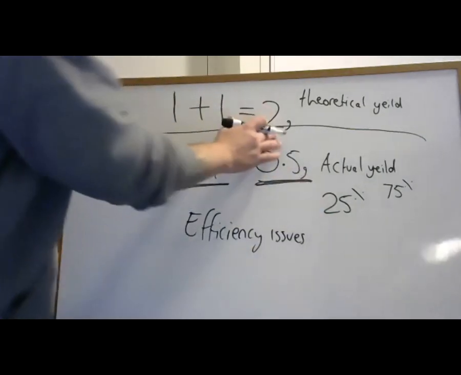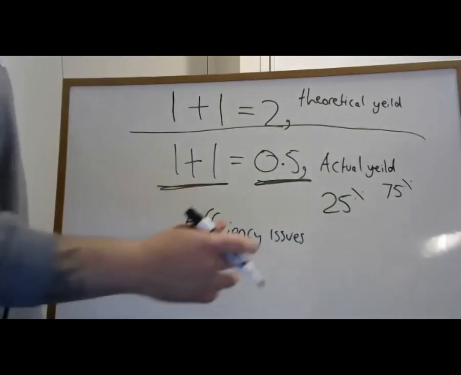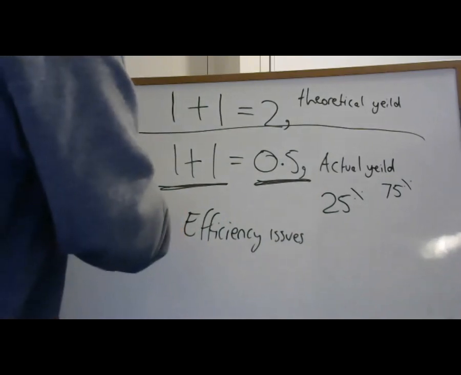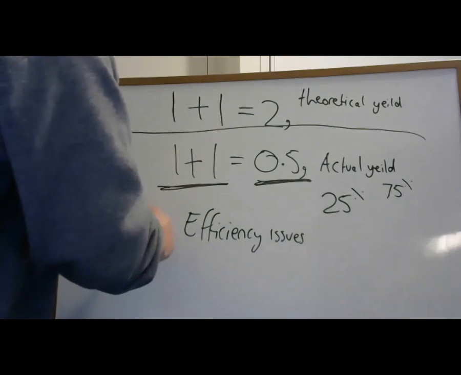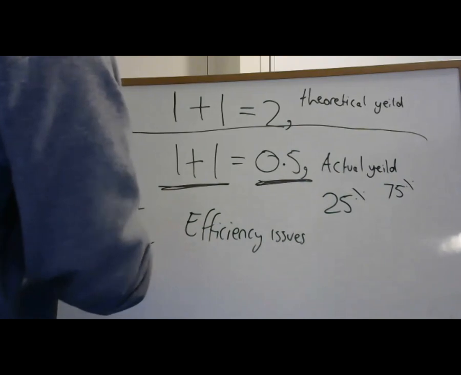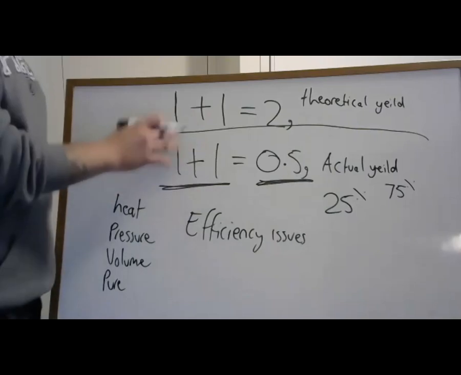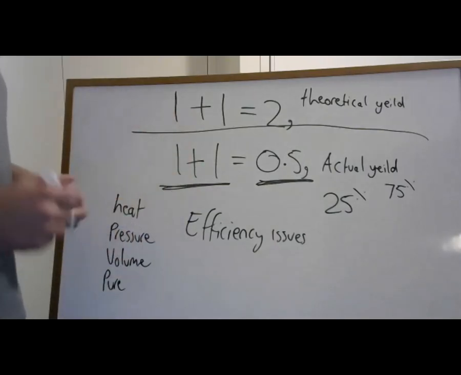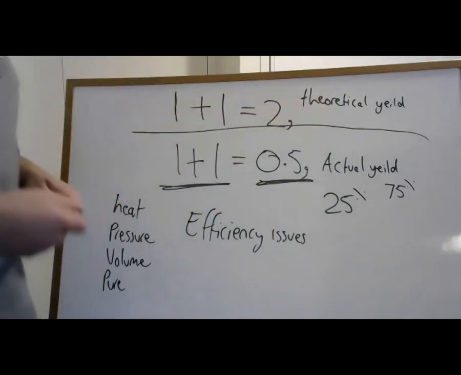If the math says you should get 2 grams, but you're only getting 25% of that, then something is off. So it may be the heat, the pressure, the volume, how pure your reactants are. So if there's contaminants in your reactants, then the reaction won't happen as it should. So that is what we mean by the theoretical yield and the actual yield.